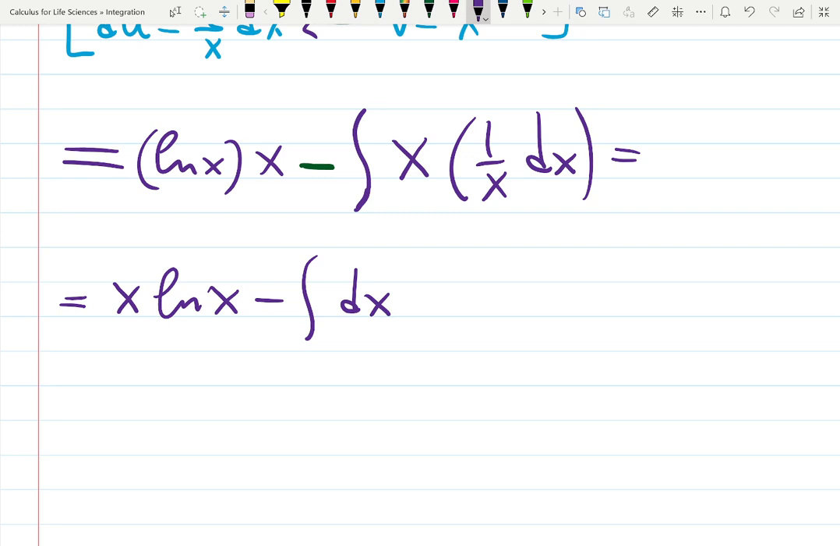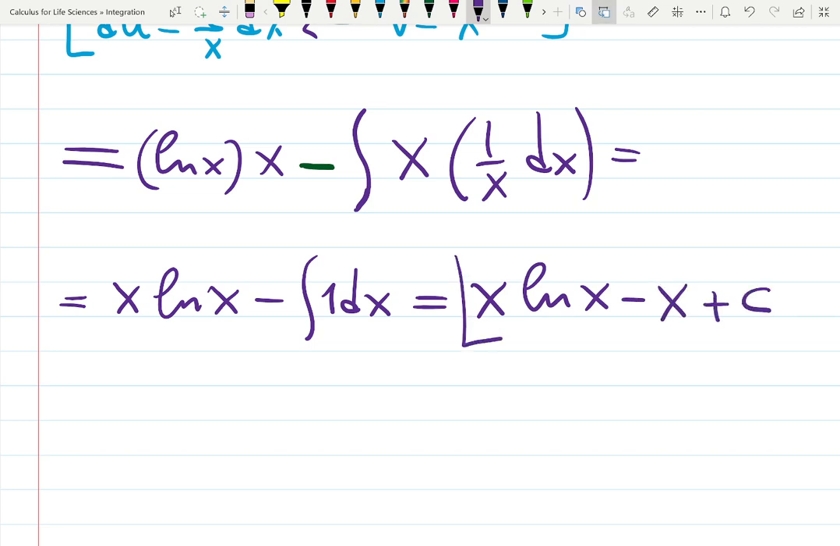X over x is 1, just pointing out. Some people think it's 0. X over x is 1. Dividing means dividing. X over x is 1. So the integral of 1 is x. The answer is x ln x minus x plus c.